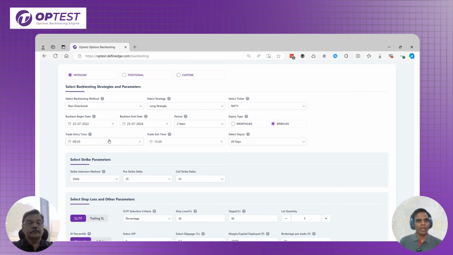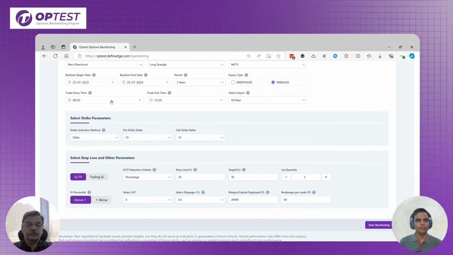Okay. And now in the intraday, we also provided entry time. So here you can choose at what time point you want to enter a particular trade. Now in the case of non-directional, your entry is only time-based. We call these time-based strategies, or time-based straddle or strangle. So you can choose the time point at which you want to enter a particular strategy. It could be 9:20, 9:30, 10 o'clock. It's totally up to you.